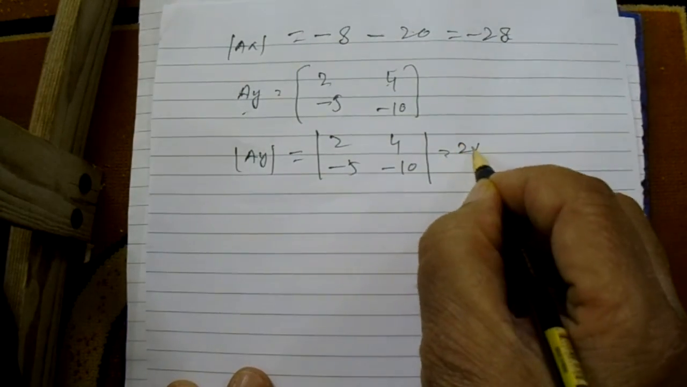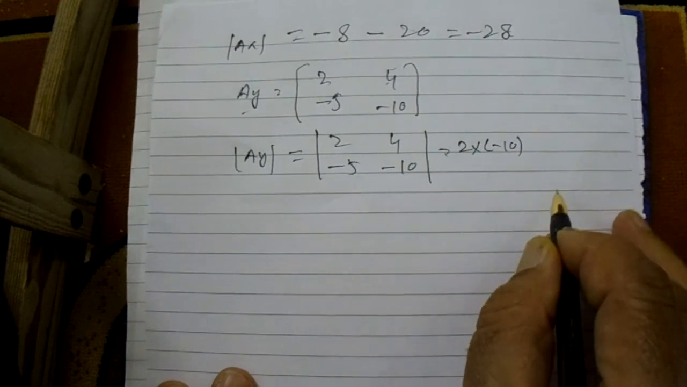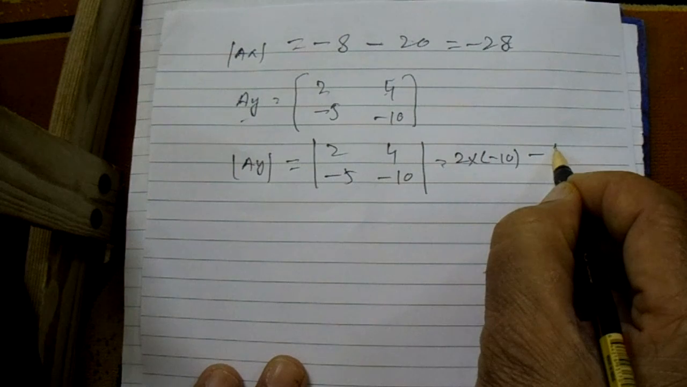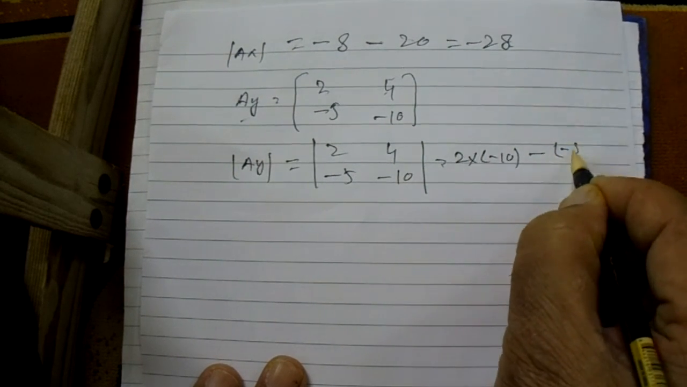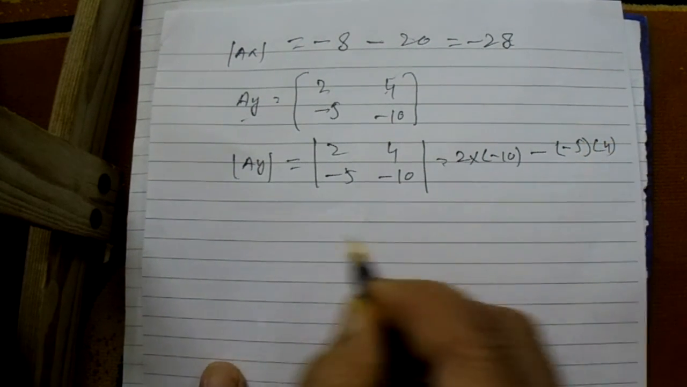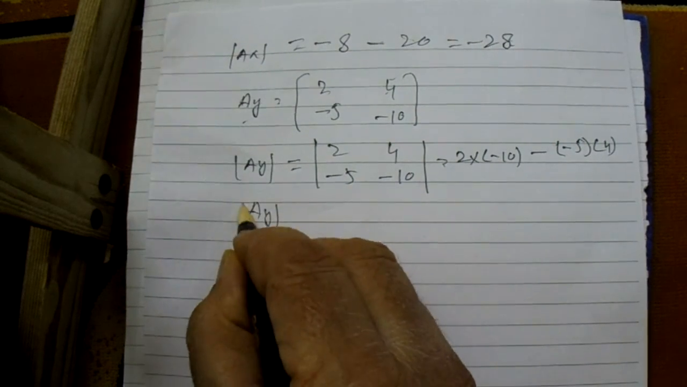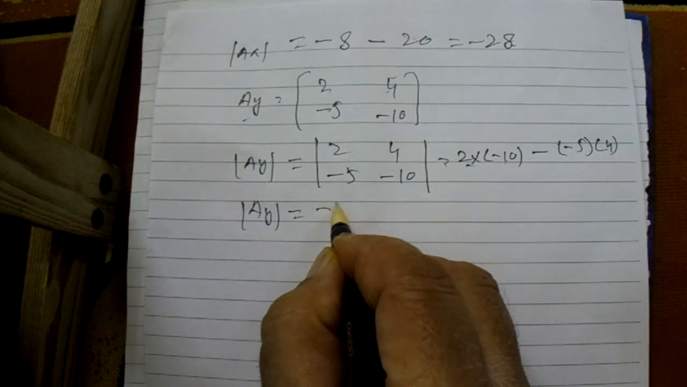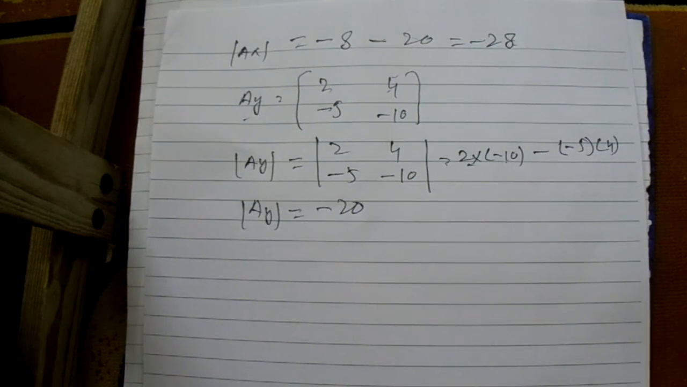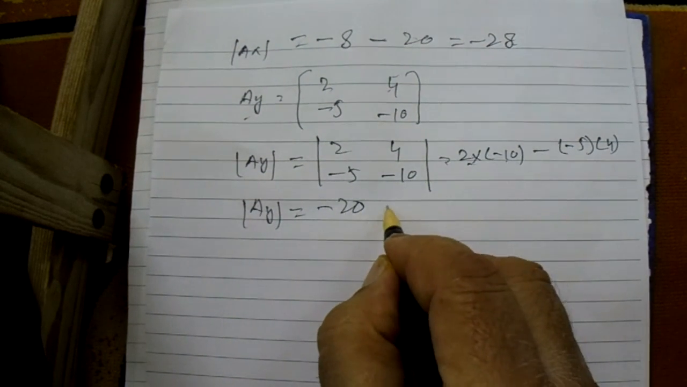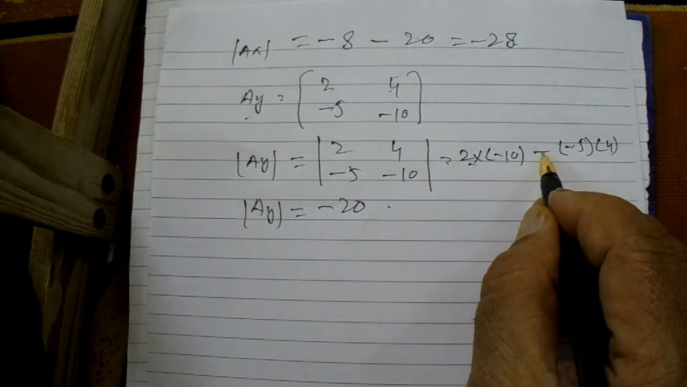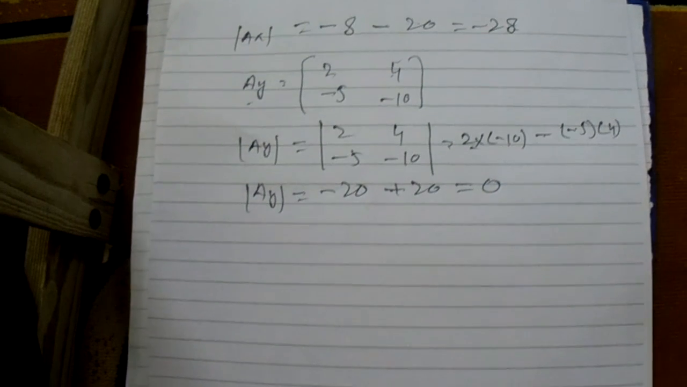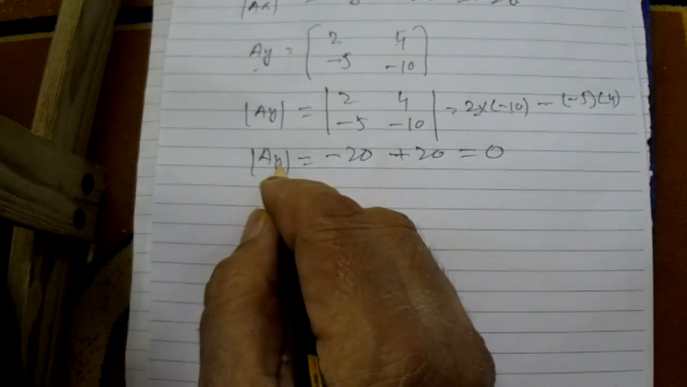Right here, 2 multiplied by minus 10, and again minus here and minus 5 multiplied by 4. Now AY is equal to 2 multiplied by minus 10, minus 20. Next, this minus will multiply with this plus, we write plus 20, which is equal to 0. It means that AY is equal to 0.